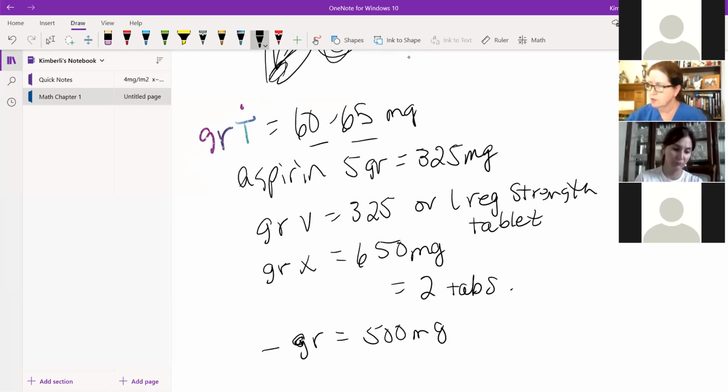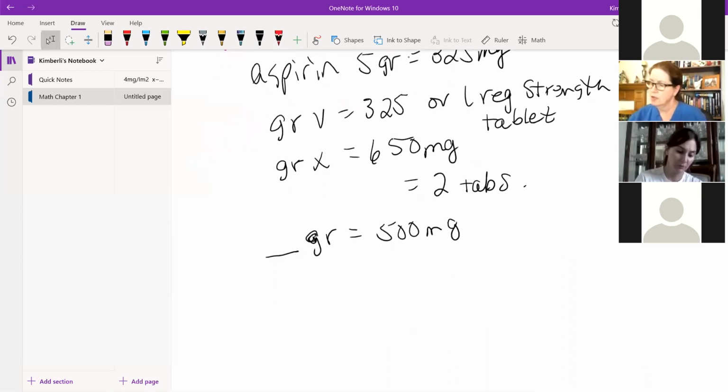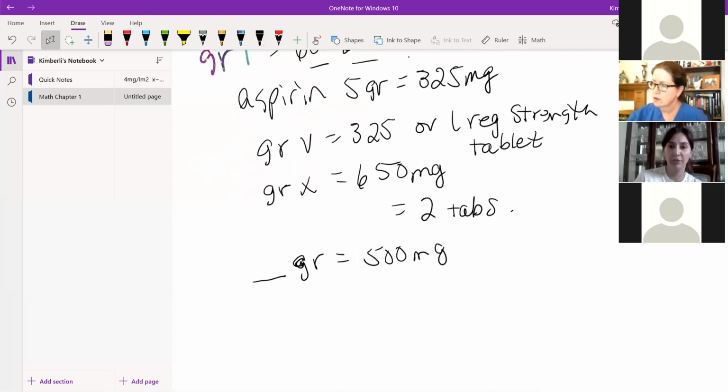So we need to convert the grains to milligrams. Or we're going to convert the milligrams to grains. So how many would that be? How would we do that? Let's see. We want to know how many grains. So with aspirin and Tylenol, I think it's 7.7.